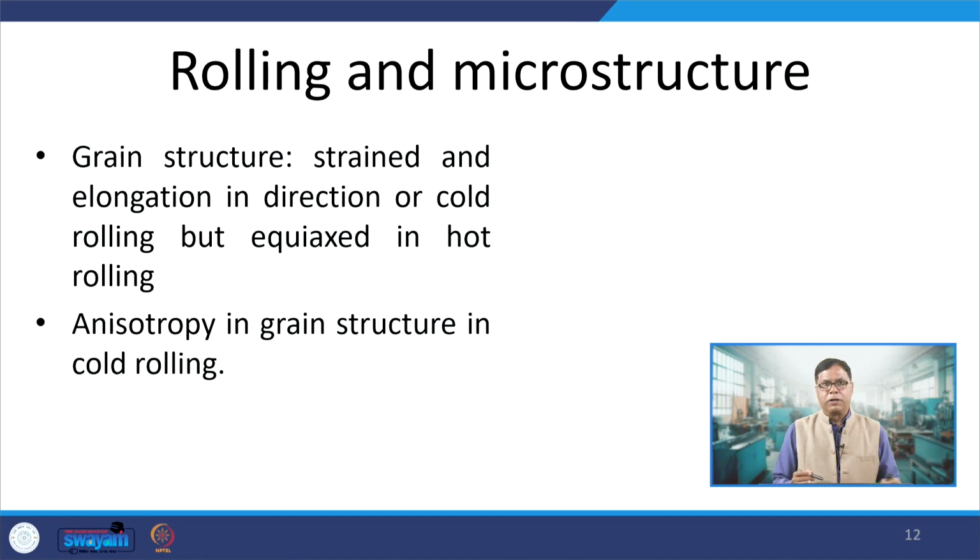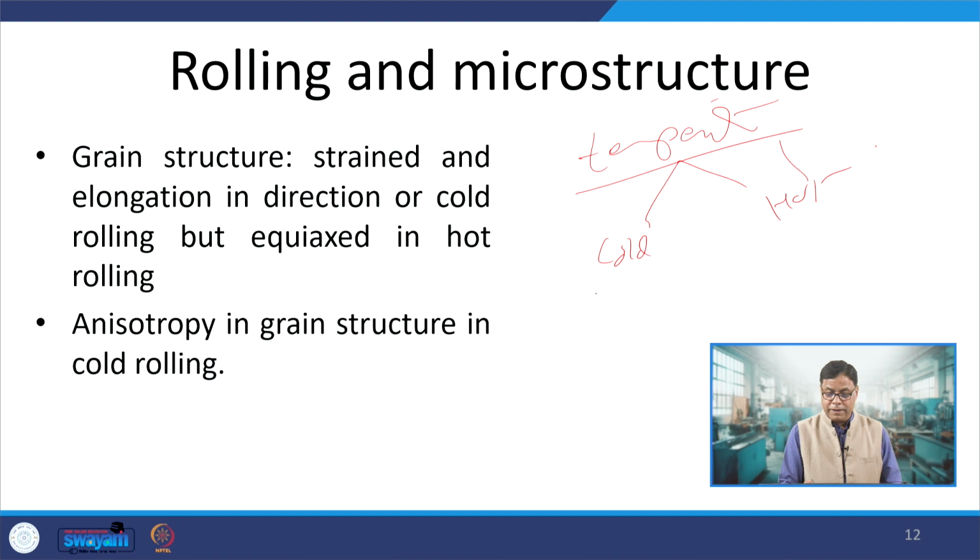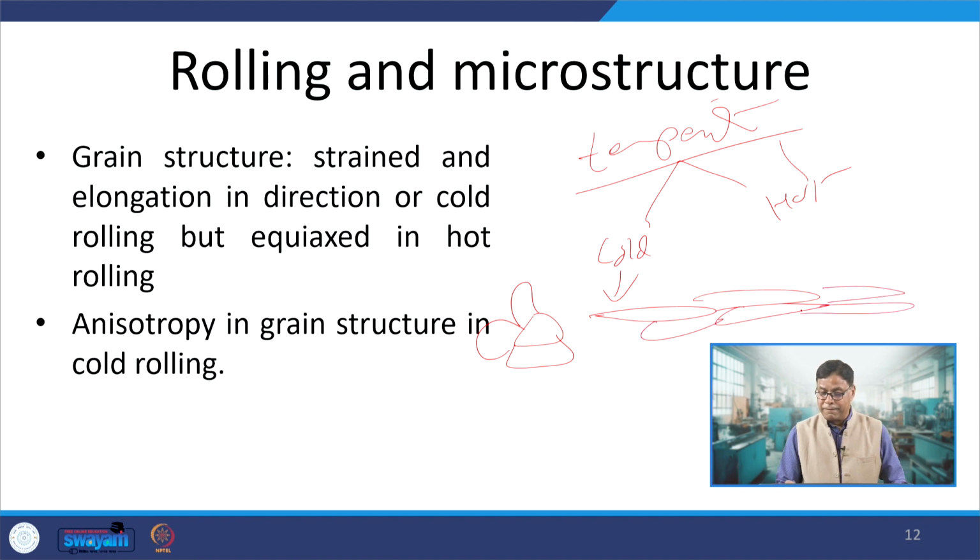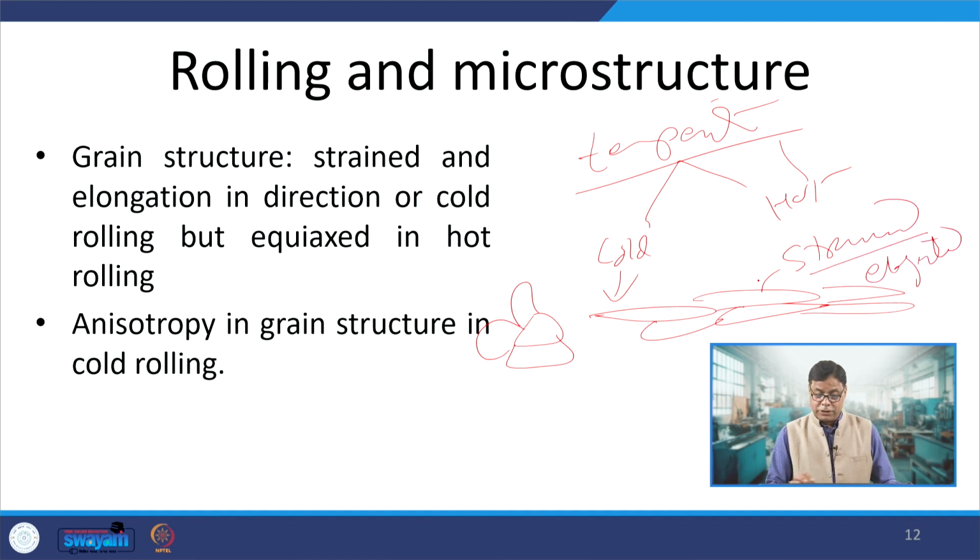Okay. So, whenever the material is subjected to significant plastic deformation, the structure of the metal gets affected. Depending upon the temperature conditions, a variety of microstructural changes will happen, whether it is cold or hot rolling. If the rolling is done under cold conditions, then the grains which were equiaxed before the deformation will get elongated like this in the direction of the rolling. So, basically we get strained and elongated grains after cold rolling.